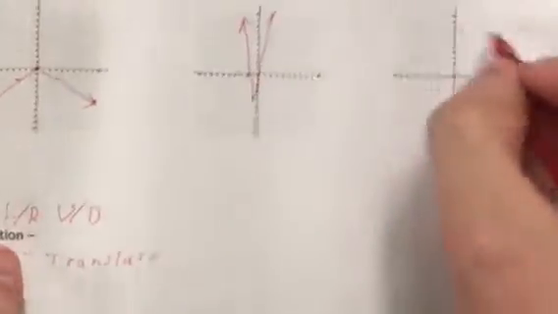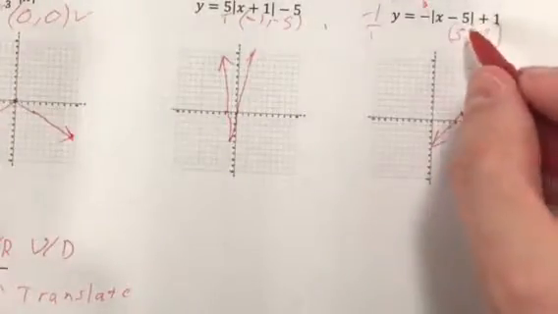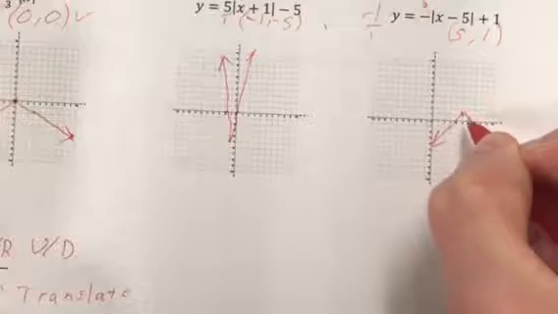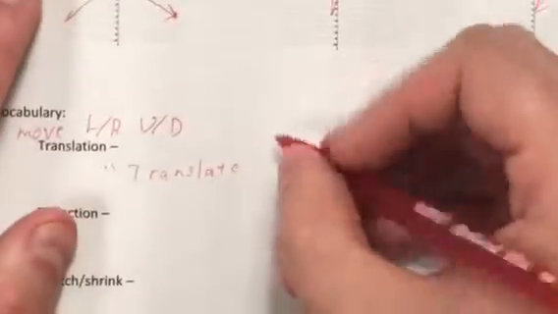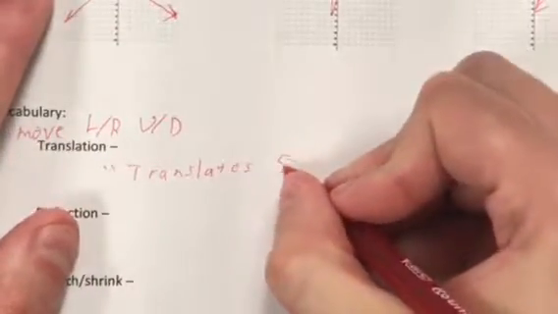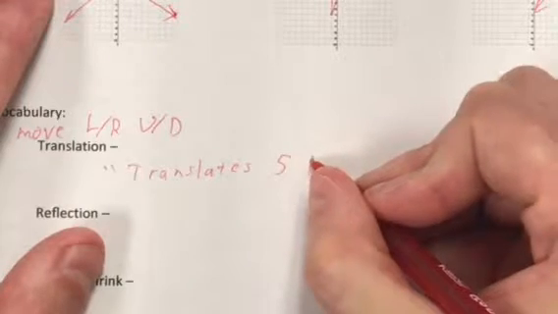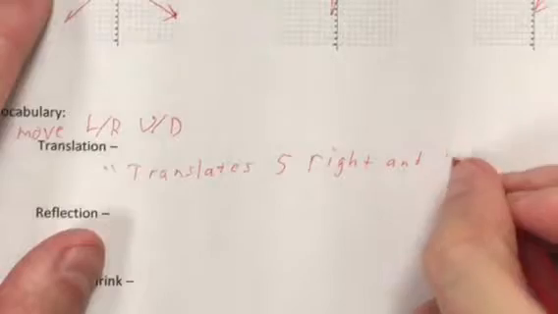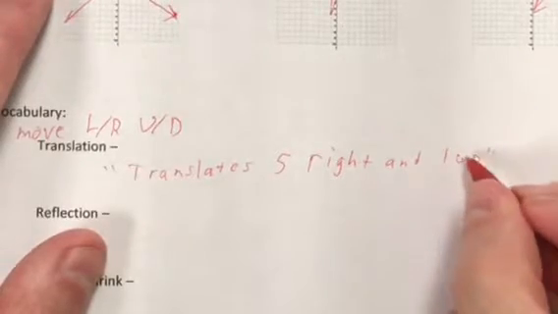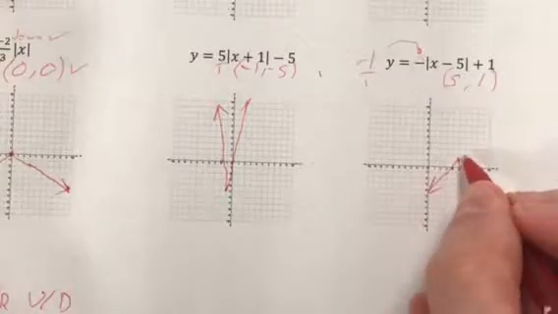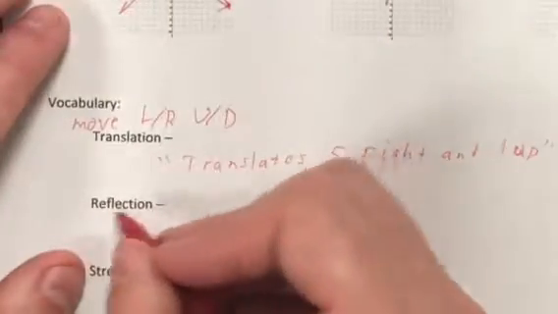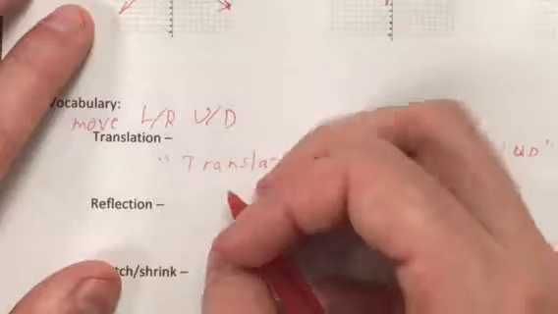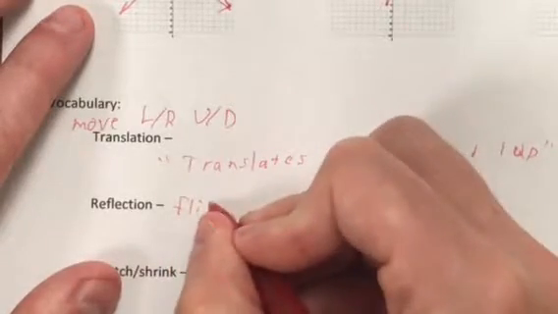Like we'll use this example right here. This one would translate 5 to the right and 1 up, I would say. Translates 5 to the right and 1 up. That would be what you would have to write for something like this. Translates 5 to the right and 1 up. Reflection, that was what happens when it flips upside down, if it is flipping.